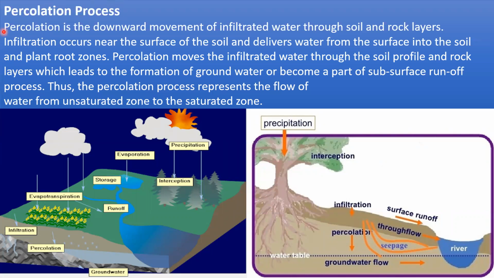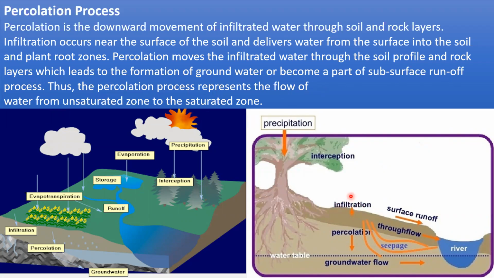Percolation process. What is percolation? Percolation is the downward movement of infiltrated water through the soil and rock layers. Infiltration occurs near the surface of the soil and delivers water from the surface into the soil and plant root zones. Percolation moves this infiltrated water through the soil profile and rock layer, which leads to the formation of groundwater or becomes a part of the subsurface runoff process. Thus, the percolation process represents the flow of water from the unsaturated zone to the saturated zone.